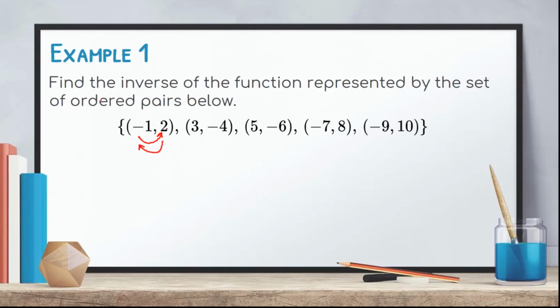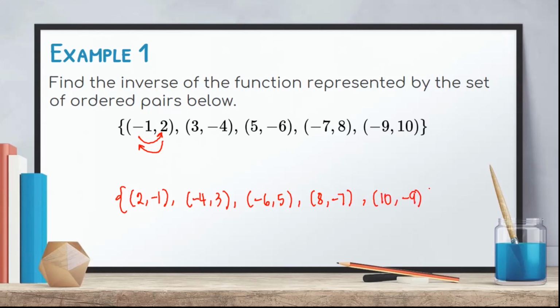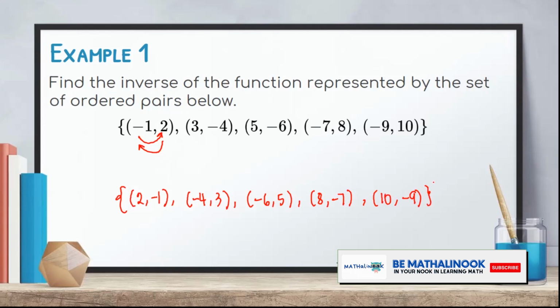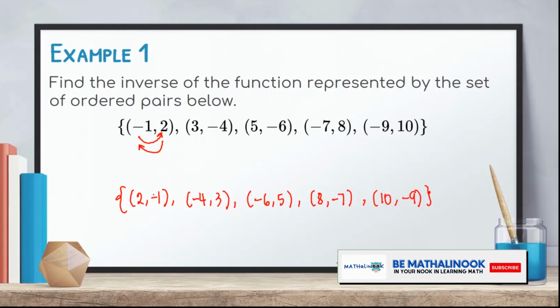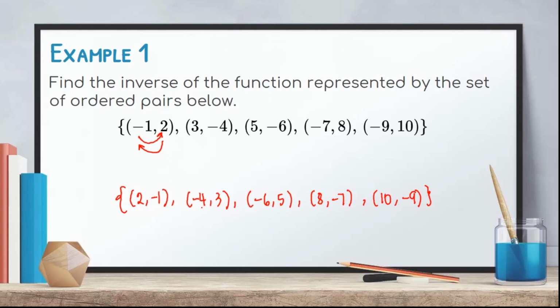So we will have (2, -1), (-4, 3), (-6, 5), (8, -7), and (10, -9). Therefore, the inverse of the given set of ordered pairs is (2, -1), (-4, 3), (-6, 5), (8, -7), and (10, -9).